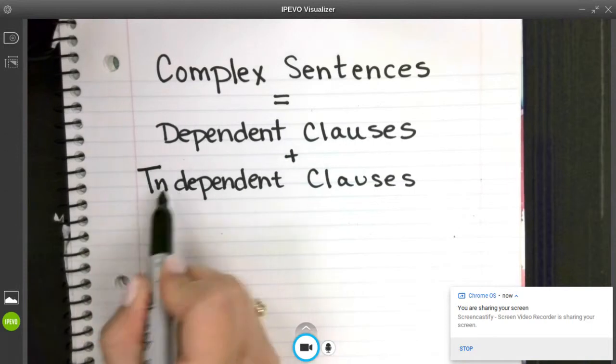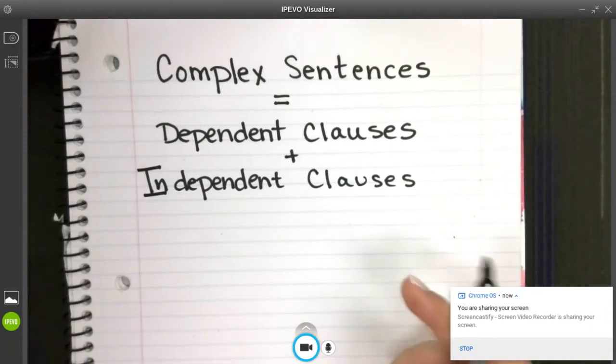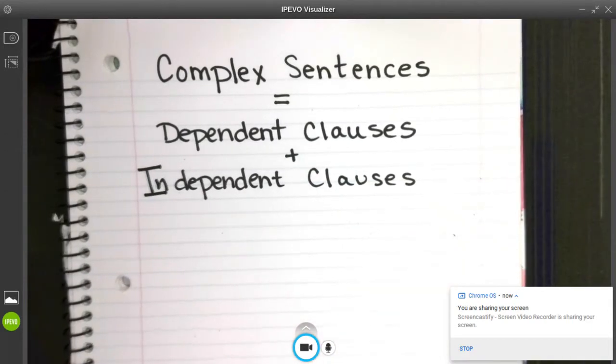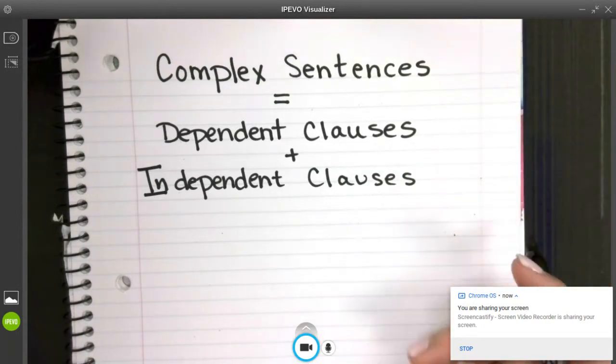Now, independent, we know, means can rely on their own. They don't need anybody else. Like independent, strong woman doesn't need anybody else. They're good on their own. Dependent means that they do lean on something else, right? So dependent clauses have to have something else in order for them to be complete sentences.